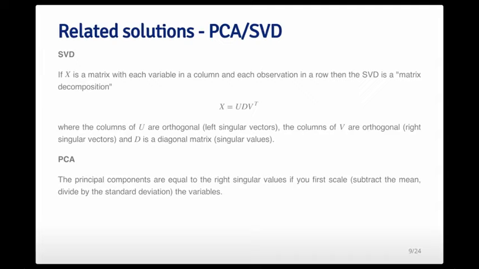Principal components analysis, also usually known as PCA, is related. It uses the singular value decomposition. The basic idea is that if you take the original data matrix, subtract the column mean from each column, divide by the column standard deviation, and then run an SVD on that renormalized matrix, the principal components would be equal to the right singular vectors of the matrix, so the V matrix.